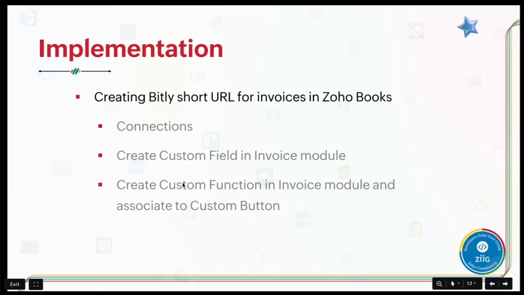Then we'll need a custom function to handle the logic of obtaining the invoice URL from Zoho Books and shortening it using the Bitly service. And this custom function has to be triggered somewhere, right? So for that, we are again having a custom button. On click of that particular button, the function will be triggered in the backend and the shortened URL will be generated. So I'll show you the output of this particular extension now.